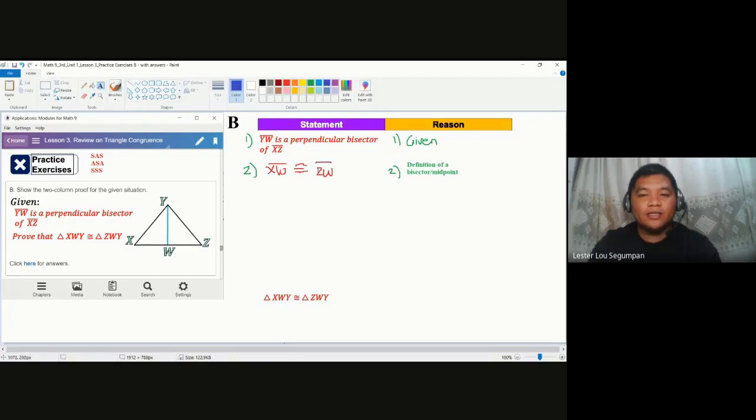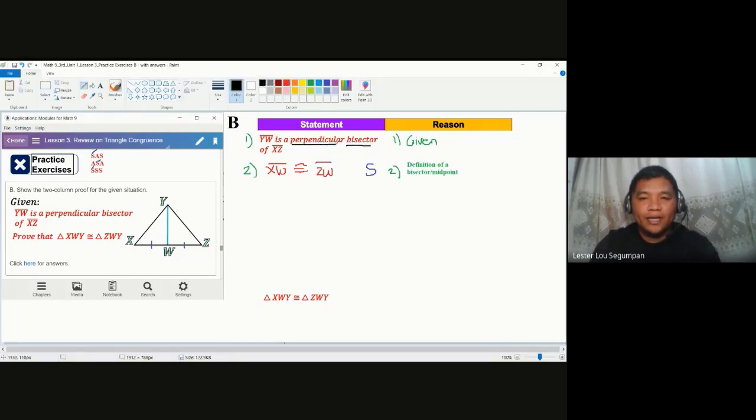This corresponds to XW being congruent to WZ, or ZW. Congruent means same measurement. And this corresponds to a side. I already have a side, so we have here S. From this, the three different postulates are still possible. What's next? This is in connection to our statement here, which is actually on the bisector.